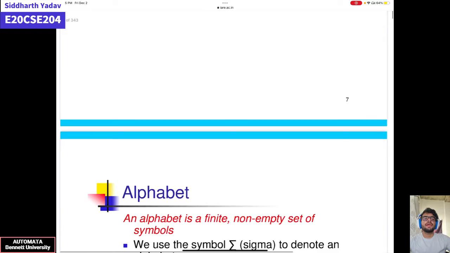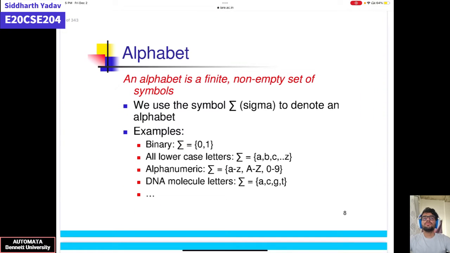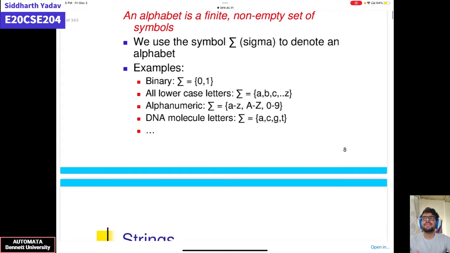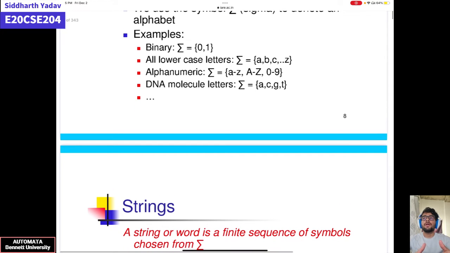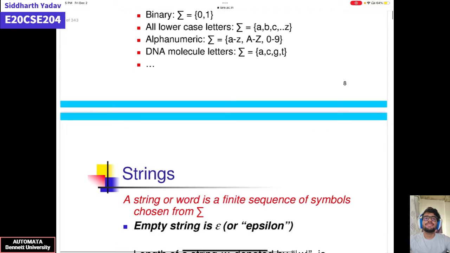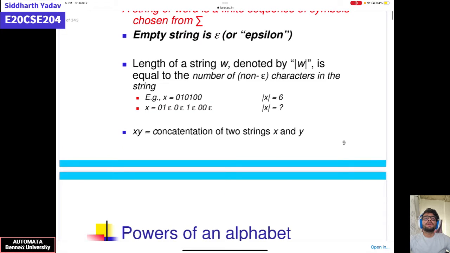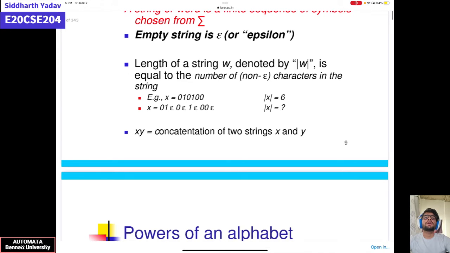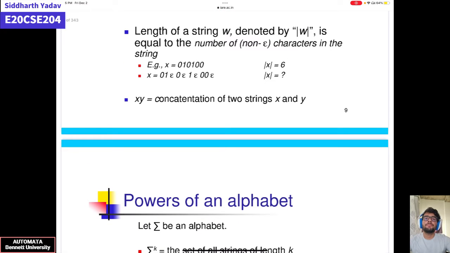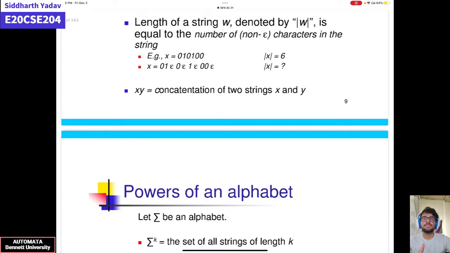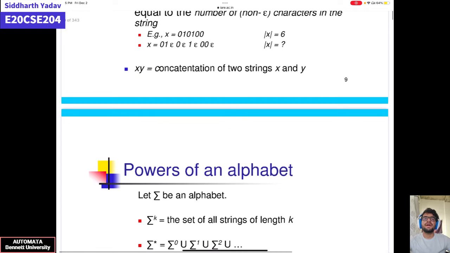The central concepts of automata theory. An alphabet is a finite, non-empty set of symbols. We can use the symbol sigma to denote an alphabet. For example, binary sigma is {0, 1}, all lowercase letters, alphanumerical, uppercase and lowercase letters. A string or a word is a finite sequence of symbols chosen from sigma. The empty string is epsilon. The length of a string w is denoted by |w|. |w| is equal to the number of non-epsilon characters in the string.